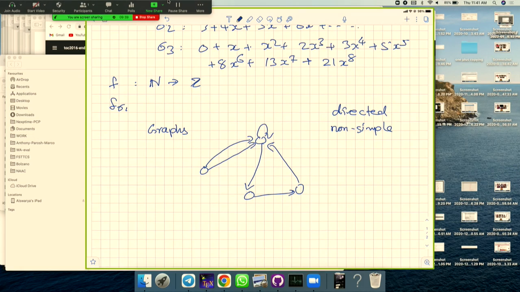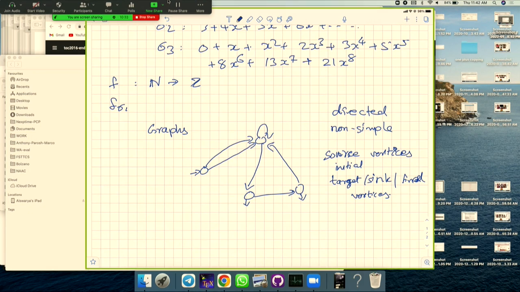So there are these graphs, and the graph has vertices and edges, right? Some of these vertices I will mark with some initial mark, okay? So these are called source or initial vertices, and some of them will have this dangling outgoing edge, okay? So these are the final or target or sink. So these are essentially graphs, and a subset of these vertices I will mark as initial, a subset of these vertices I will mark as final, and they are non-simple, so there may be multiple edges between the same pair of vertices, but it's a finite graph, there are only finitely many vertices. Okay.